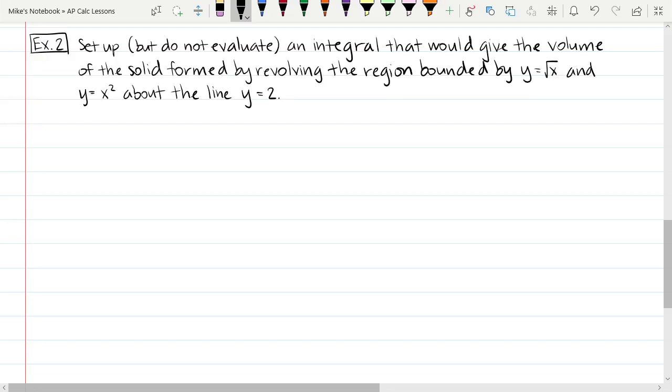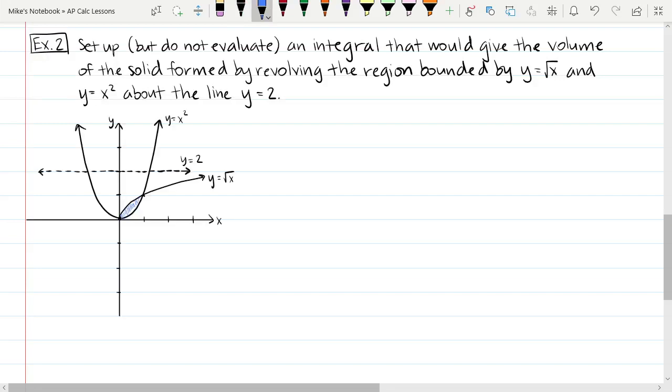Okay, so let's do another example here, but for this one we're not even going to evaluate. We're just going to focus on setting up that integral, just making sure that we understand how to correctly set it up. So let's first, again, take a look at what this region is. So we're talking about the integral that would give the volume of the solid formed by revolving the region bounded by y equals the square root of x and y equals x squared about the line y equals 2. So let's, again, take a look at what this is talking about.